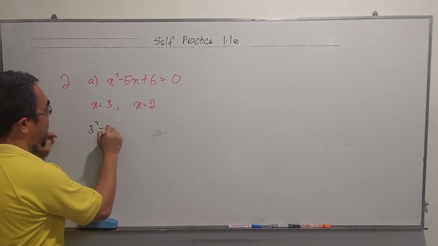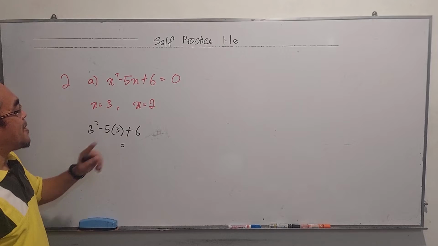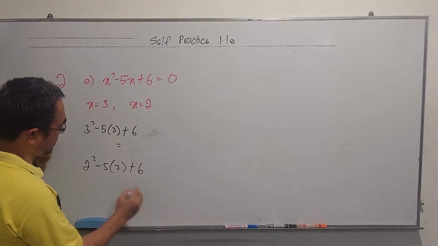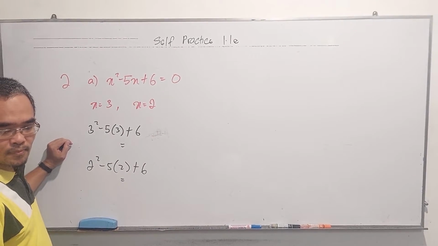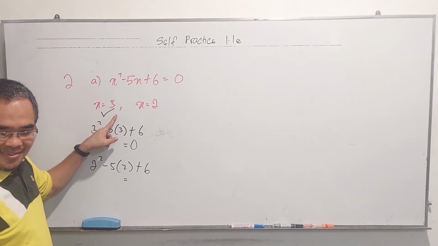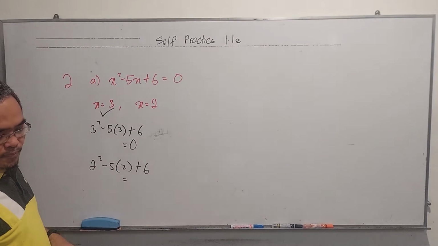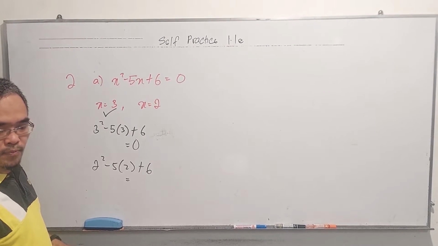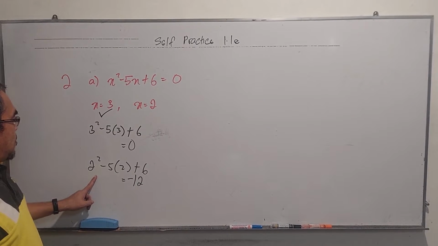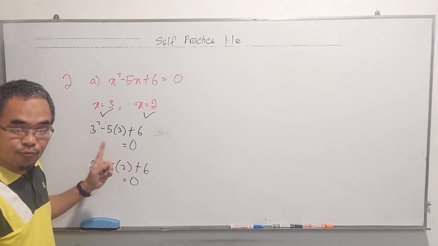So we say 3 squared minus 5 times 3 plus 6. Help me press the calculator. 0. If the right side is also 0, so 3 is a root. Now replace x with 2: 2 squared minus 5 times 2 plus 6. Negative 12? I don't think so. Or 0? 0. It means 2 is also a root of this equation.